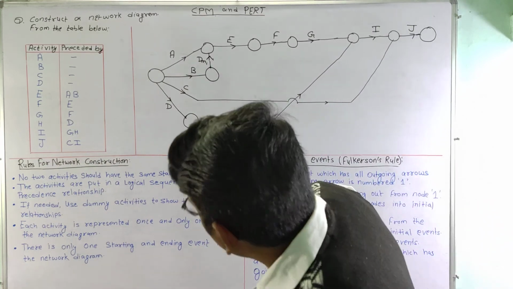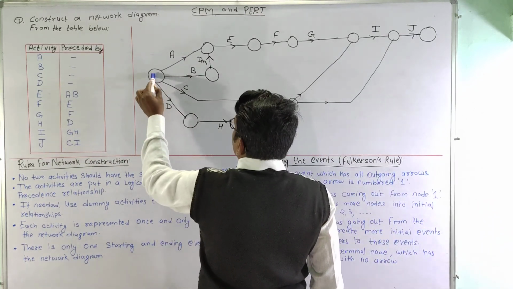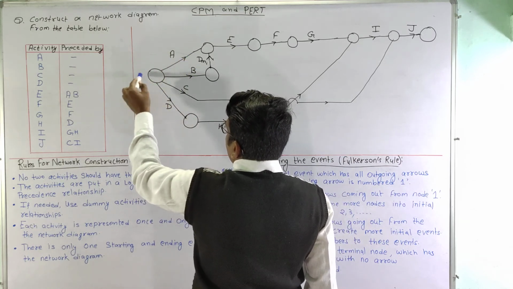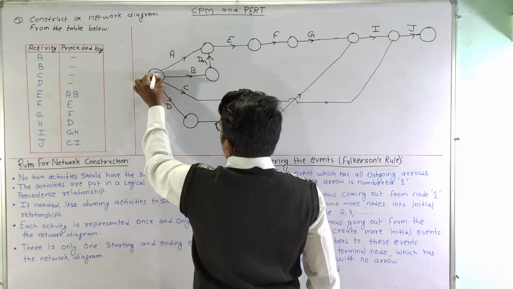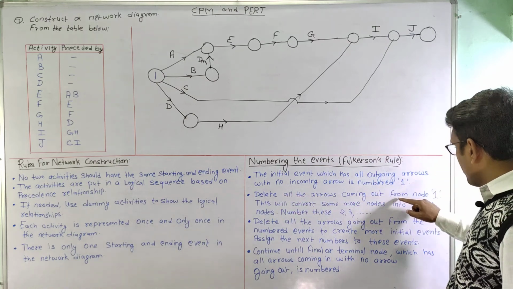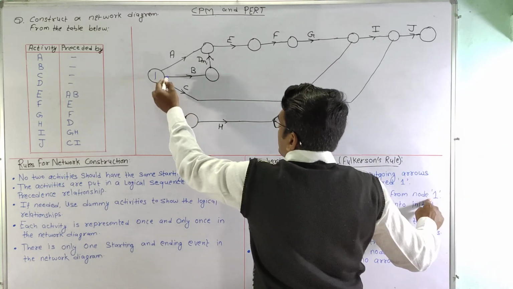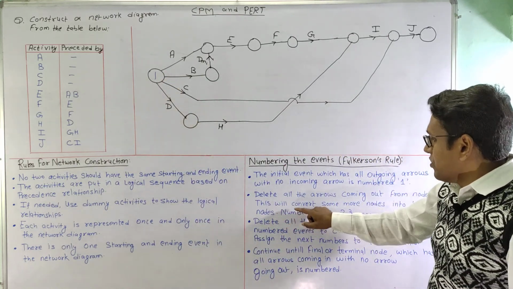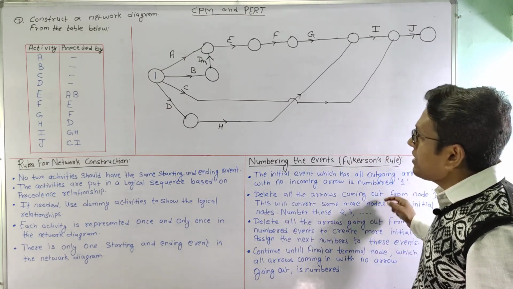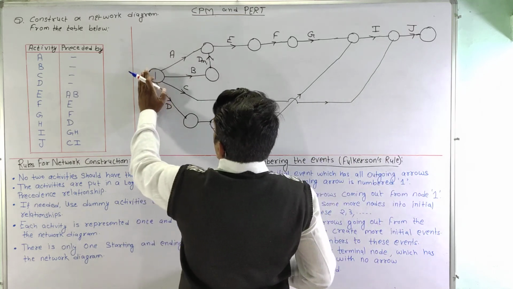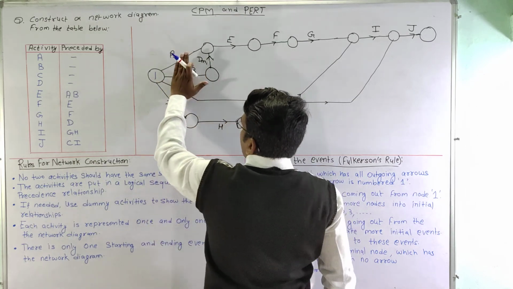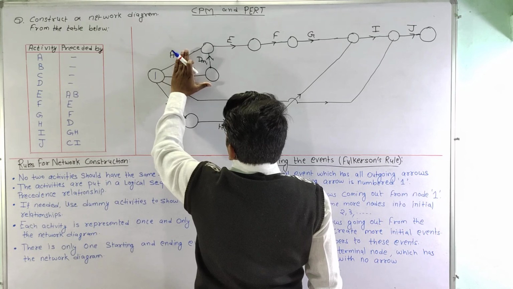So we can see here that this is the first initial event, where all the arrows are outgoing arrows and there are no incoming arrows. So we can name this event number 1. Now delete all the arrows coming out from node 1, that means this event 1, and this will convert some more nodes into initial nodes and number these 2, 3 and so on. So we will assume that all the outgoing arrows from this particular node are erased.